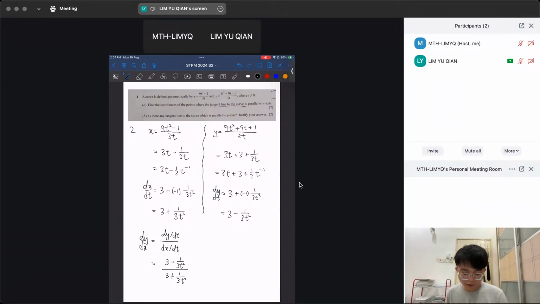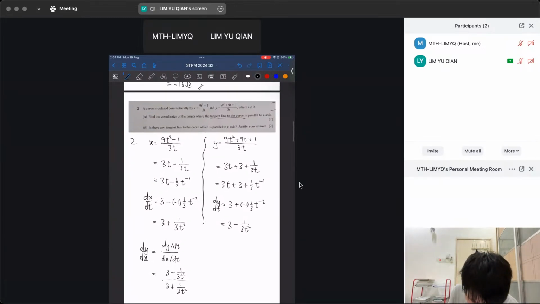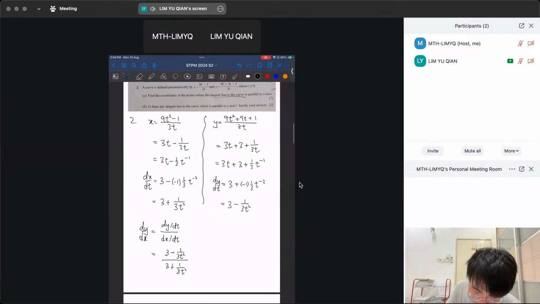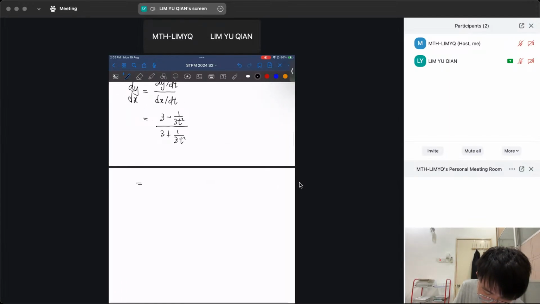Then easier. Okay, so negative 2. Everybody know. Okay. So 1 over 3 t negative 2. Okay, and then let's multiply 3 over 3.